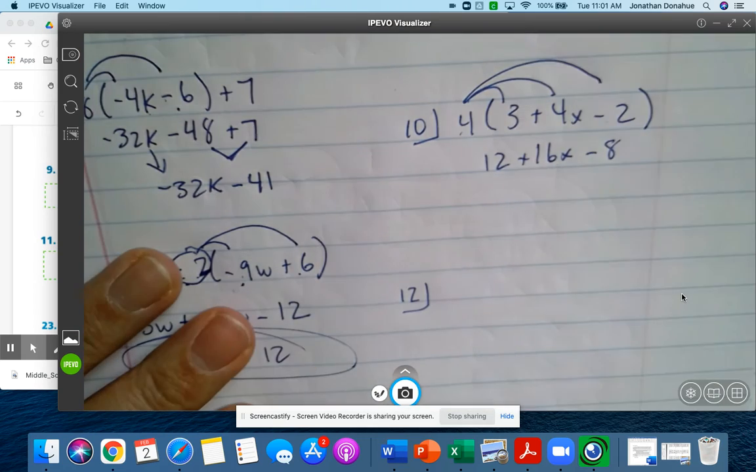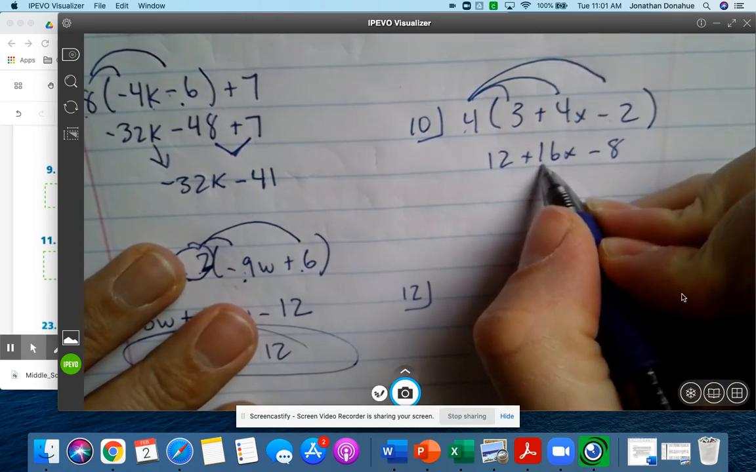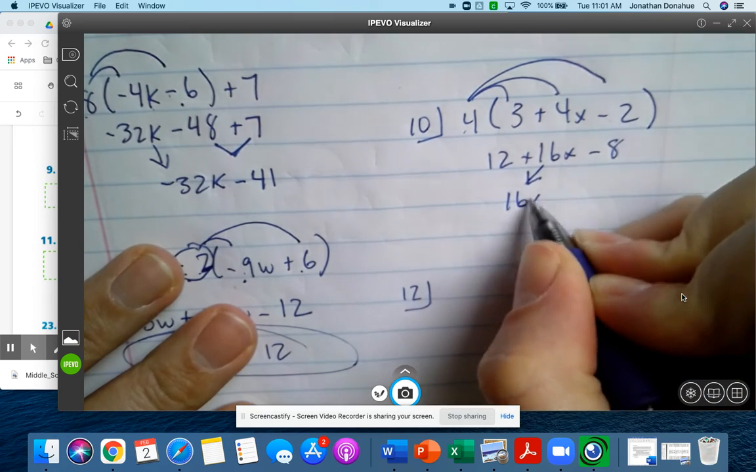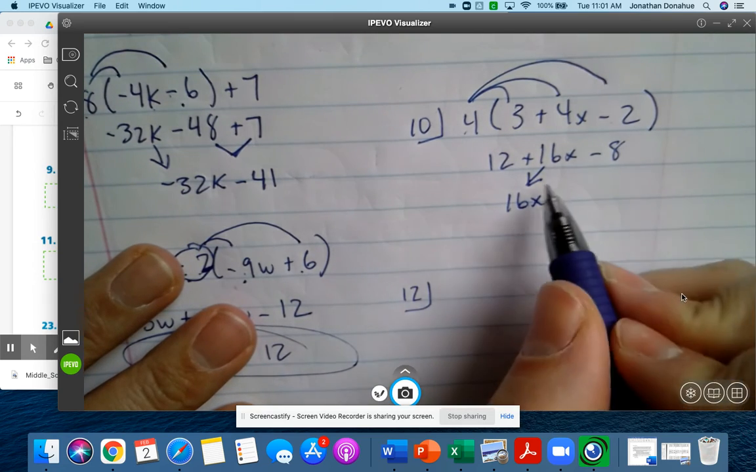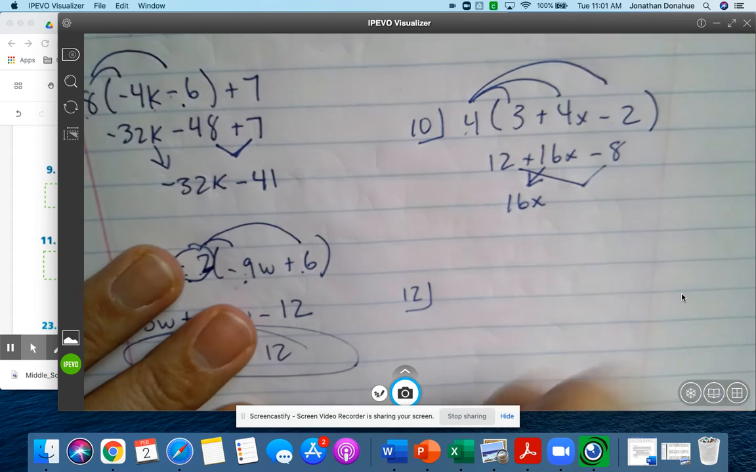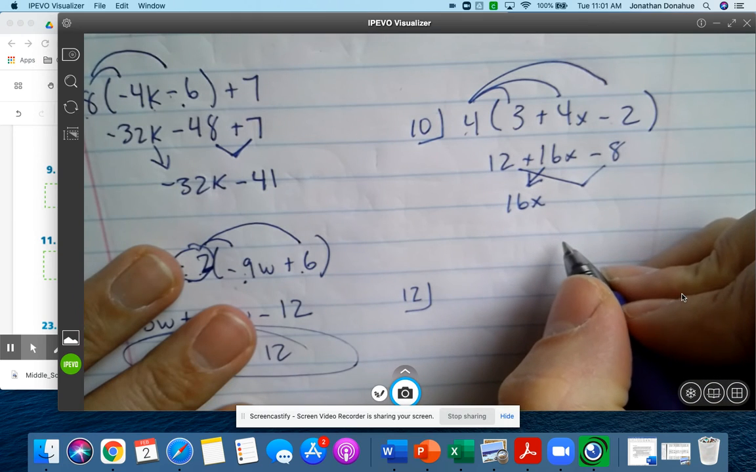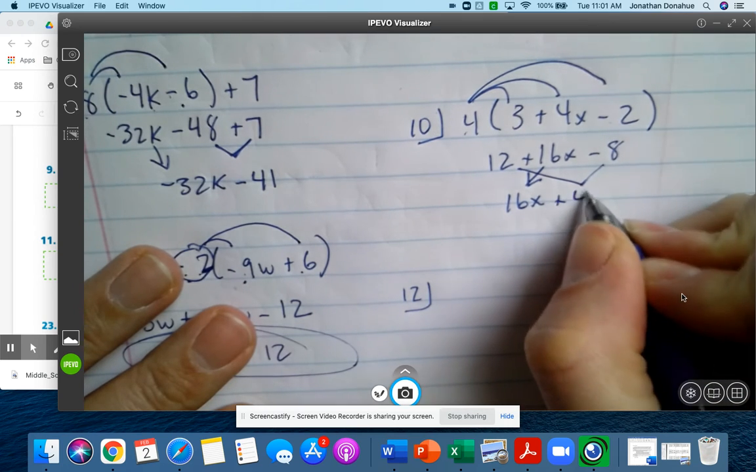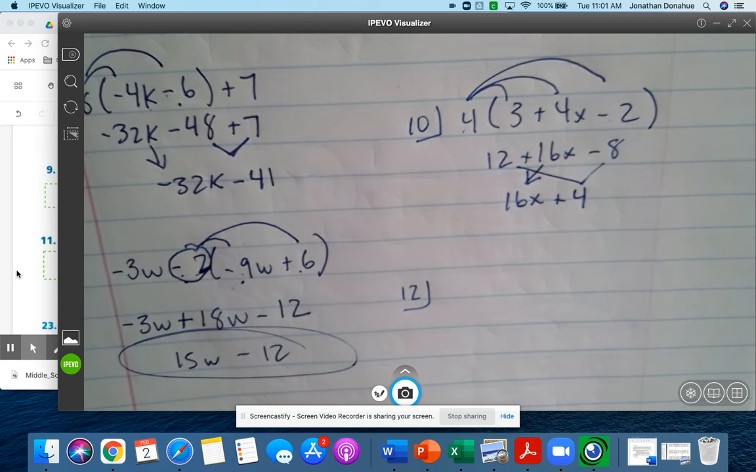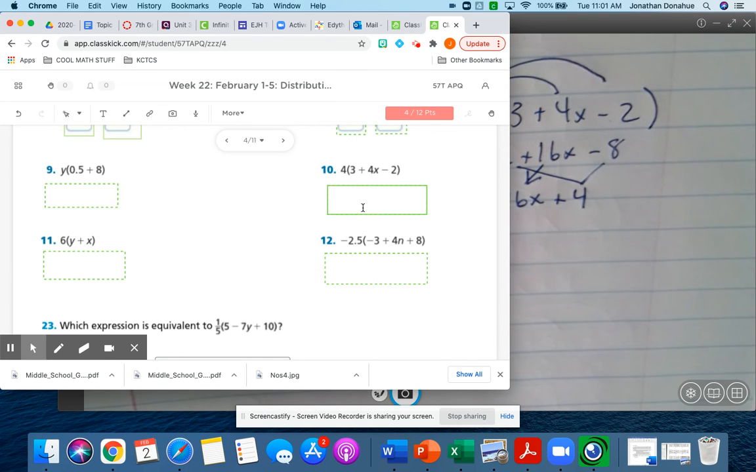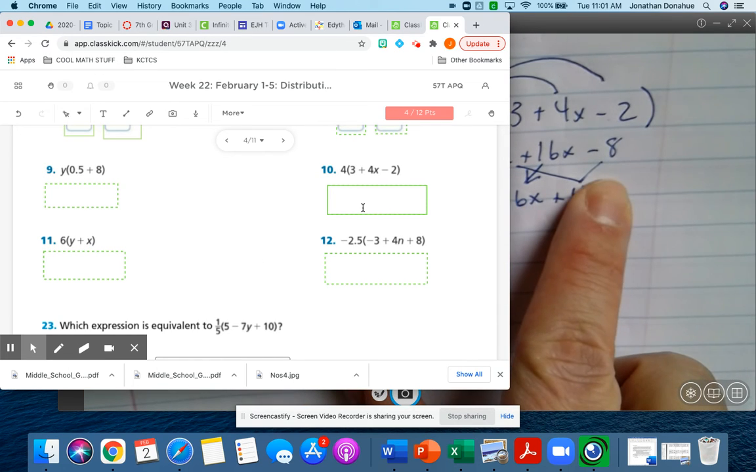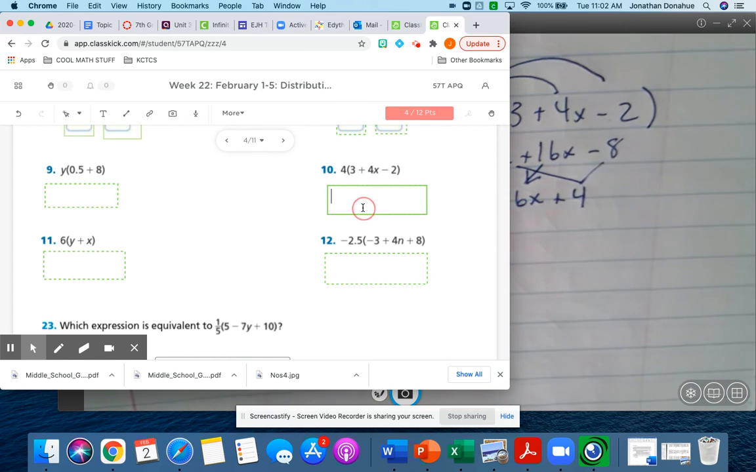I like to do my variables first when I get to this, so I'm going to bring my 16x down. There's nothing that combines with it, so I don't need to worry about that. And then I've got 12 minus 8. 12 minus 8 is 4, and that's positive 4, so I do plus 4. That's going to be your answer, 16x plus 4. Again, keep in mind 12 minus 8 is positive 4. A lot of people might have put in the subtraction there just because of the subtraction sign above it. In this situation, it's going to be positive.